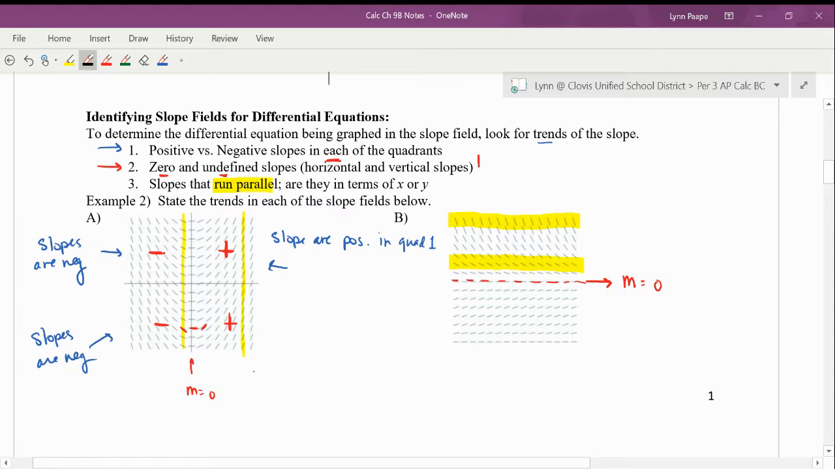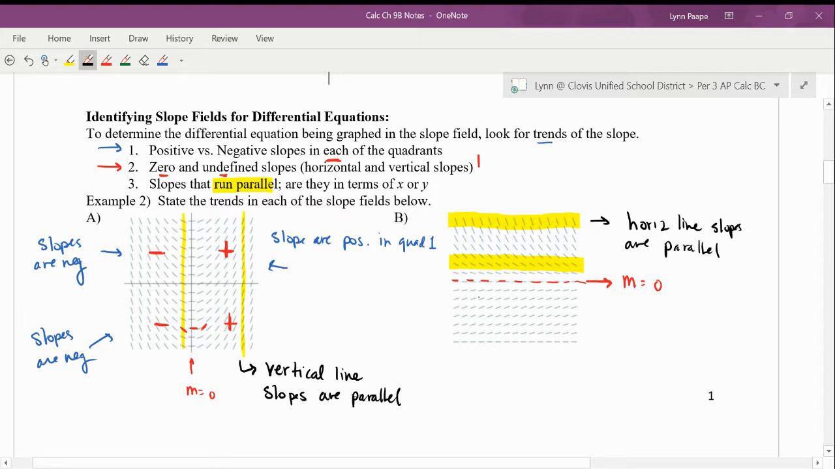So if I look at this graph right here on that vertical line, the slopes are all parallel. If I look at example B, so if I'm looking at the horizontal line, the slopes are running parallel. And so that actually tells us quite a bit. So if I look right here, I don't know where this is at, but let's say this is at x is equal to 5. So when x is equal to 5, it doesn't matter what y is, right? y could be 1, it could be 12. It doesn't matter. They all have the same slope at x is equal to 5.